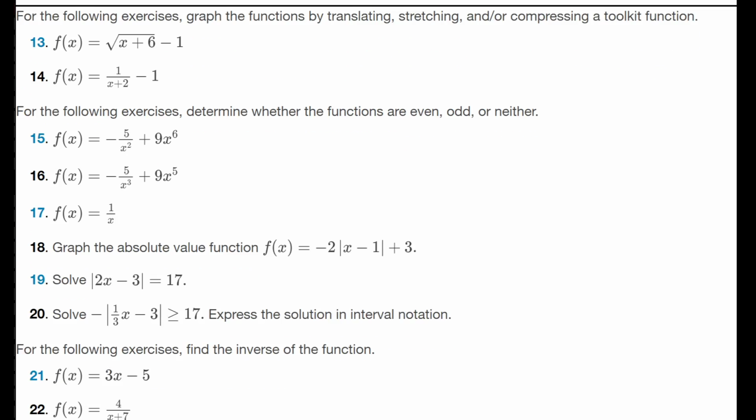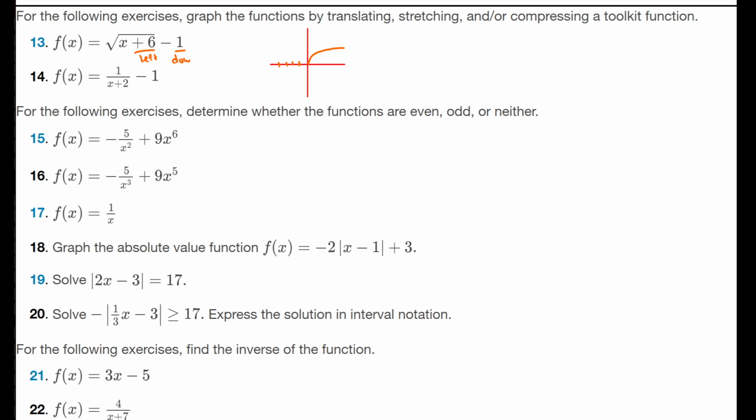Graph the functions by translating, stretching, and or compressing a standard function. Because these are graphing exercises, to be honest, I'm tempted to not really do it at all, but we'll do it. So draw some functions here. Basically we're going to start with the square root of x, so it's going to look like this. We're going to shift it 6 units to the left, and we're going to shift it 1 unit down.